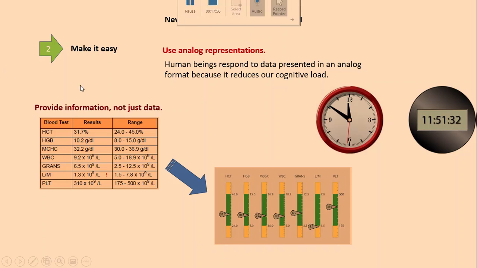Make it easy also by showing graphics, an analogous display rather than a digital display. Instead of text, show a trend or even the ranges of values with graphics.